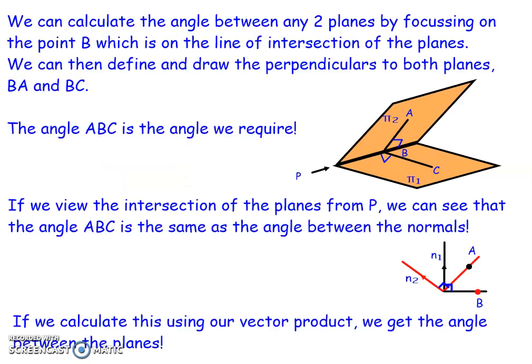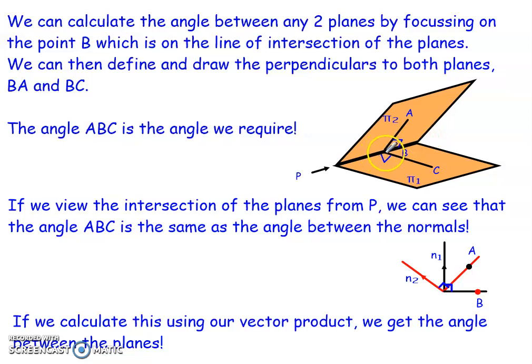Now, let's imagine we're going to look at two planes. So let's call them pi1 and pi2 in this setup. Now we can calculate the angle between any two planes by focusing on a set point B, which is on the line of intersection of both planes. So let's imagine this line here, P, that's where the two planes intersect.